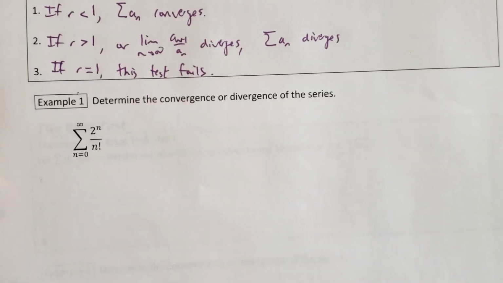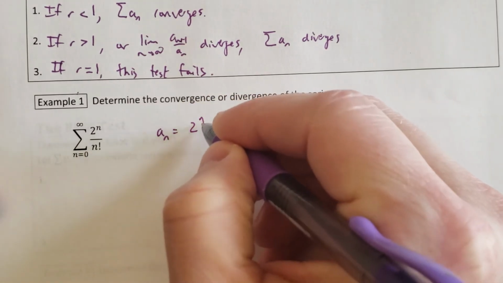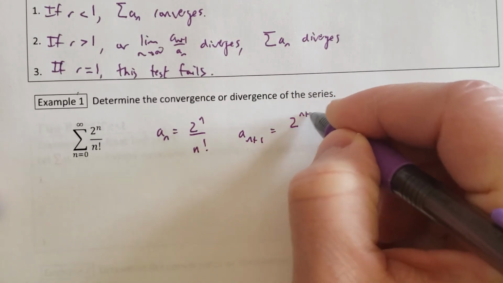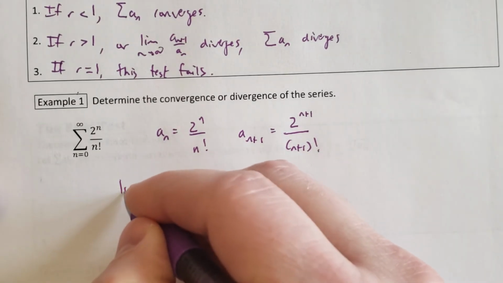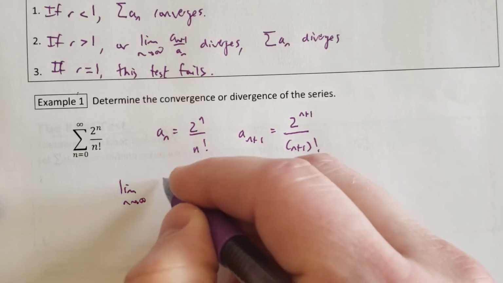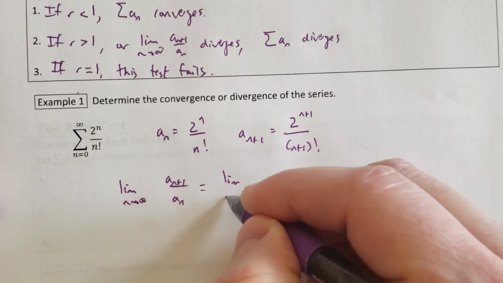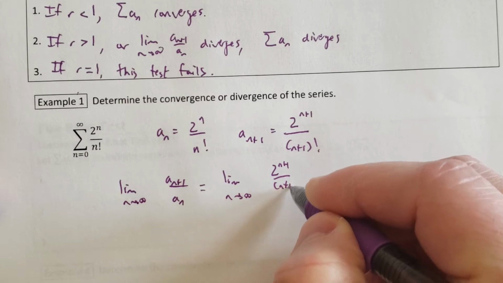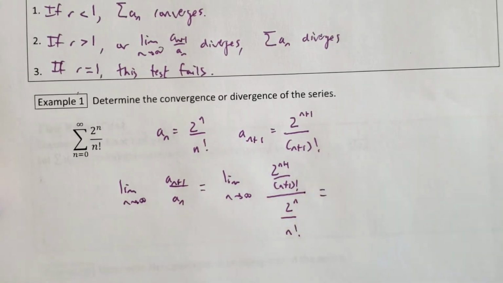All right, so let's do some examples. I think we have 3 or 4 examples here. Determine the convergence or divergence of this series. So a sub n is 2 to the n over n factorial. A sub n plus 1 would be 2 to the n plus 1 over n plus 1 factorial. So we want to find the limit as n goes to infinity of a sub n plus 1 over a sub n. So that's the limit as n goes to infinity of 2 to the n plus 1 over n plus 1 factorial all over 2 to the n over n factorial.